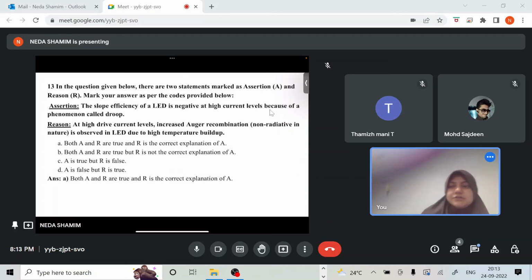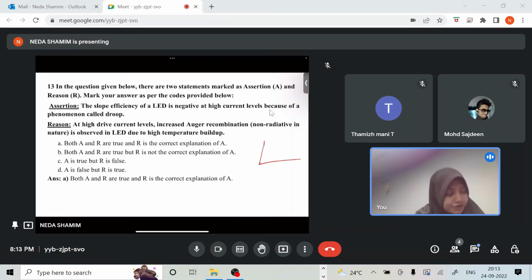Now the next question is about the slope efficiency of a diode. Slope efficiency means the output power per unit current. Okay, that's the slope efficiency. When you plot the output power against current, you find the slope of that. So that is the slope efficiency. Of that, LED is negative at high current levels because of a phenomenon called droop.